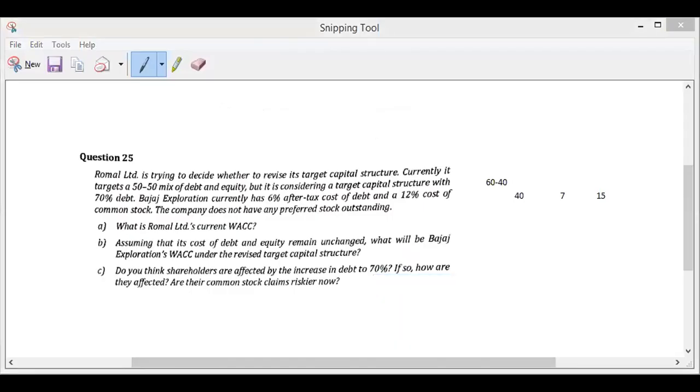I just wanted to get done with the WACC today. So the practice is also over; we have done five questions now. I posted the other question, I'll just brief you about it. The 50-50, I have changed to 60-40. The 70% debt, I have changed to 40%. The 6% after-tax debt, I have changed to 7%. The 12% cost of common stock, I've changed to 15%. So you know that flow.